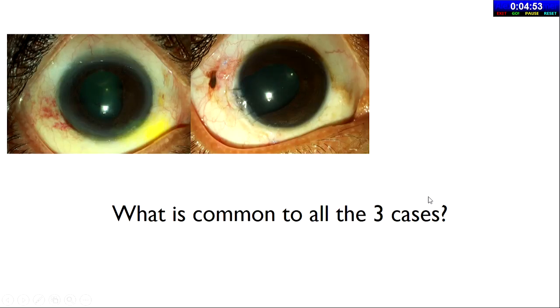So I'm Dr. Bhavik Panchal. I'll be presenting about use of anterior segment OCT to diagnose occult scleral tear. It's a novel non-invasive technique.